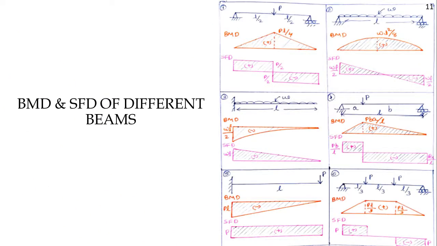This is the BMD and SFD of some common beams. The first one is a simply supported beam with point load. The second one is a simply supported beam with UDL, and then cantilever with UDL. Then a simply supported beam with a point load which is not in the middle, and a cantilever with a load at the free end, and a simply supported beam with 2 point loads at L by 3 distance from the support.